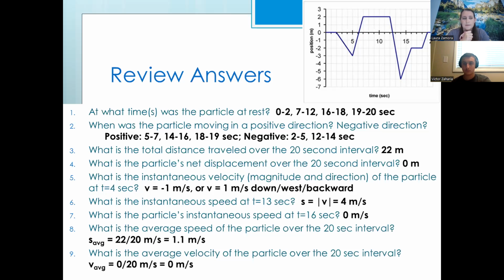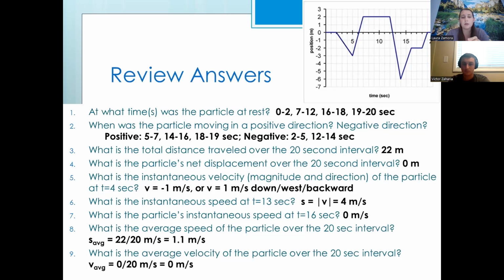Okay, thank you. Okay, so number 6, what is the instantaneous speed at 13 seconds? Speed is a scalar, the direction doesn't matter. So we're just thinking about the slope's magnitude, just its value. So even though it has a slope of -4 at that section, the speed would be 4 meters per second, the absolute value of the velocity.